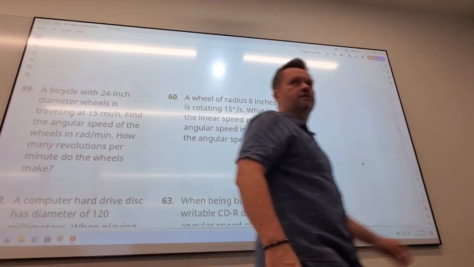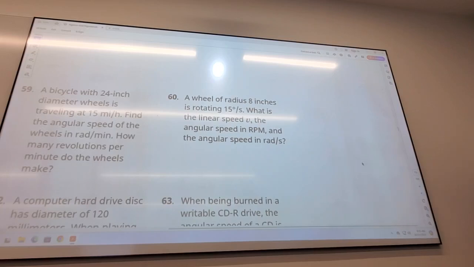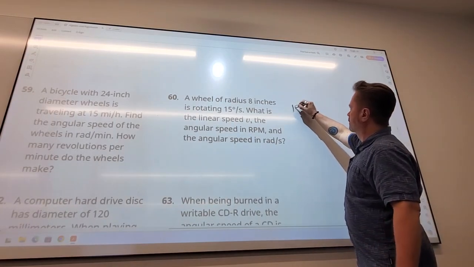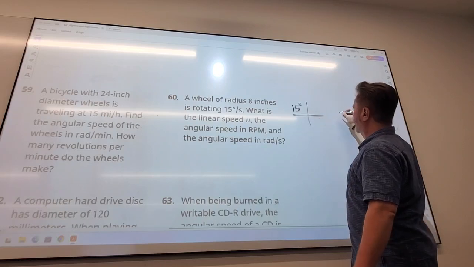One at a time, guys. How would you convert 15 degrees to radians?